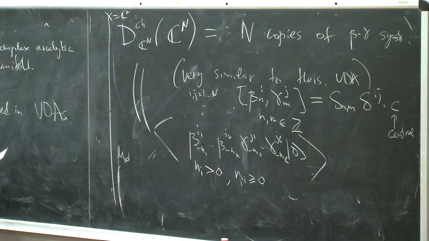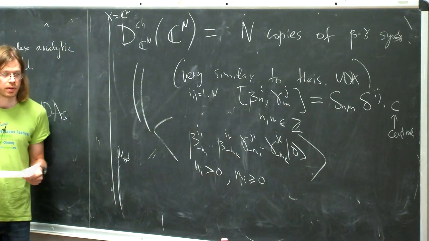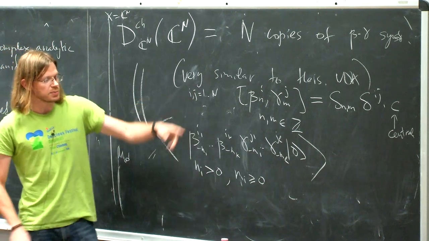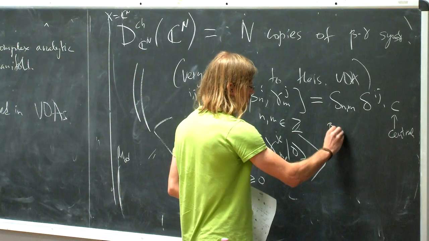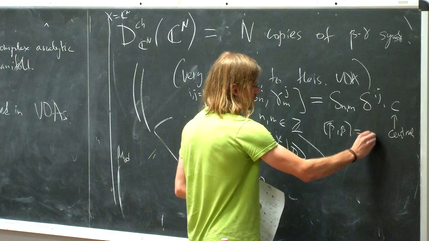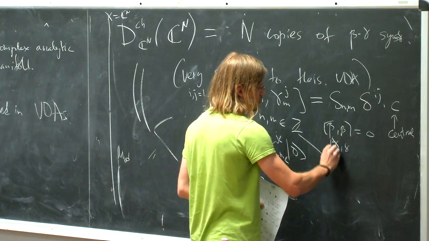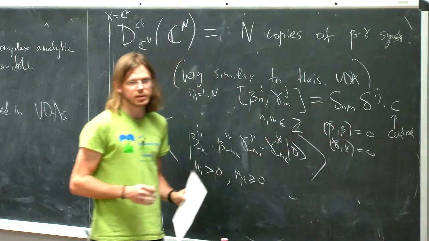Are there relations between the betas themselves? No, the betas commute, and the gammas commute. This is the only non-trivial relation.